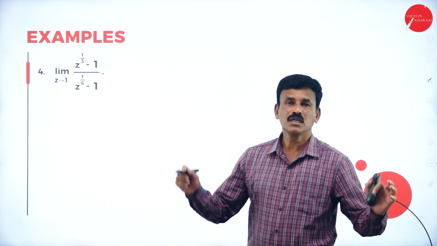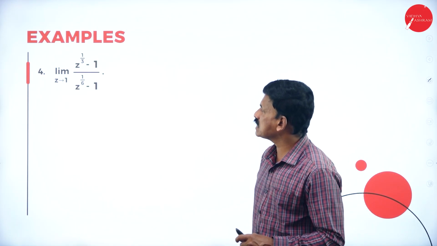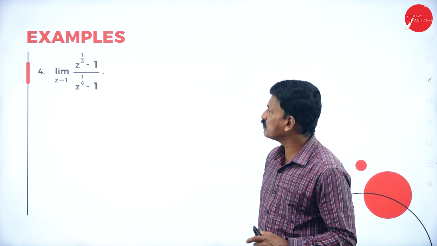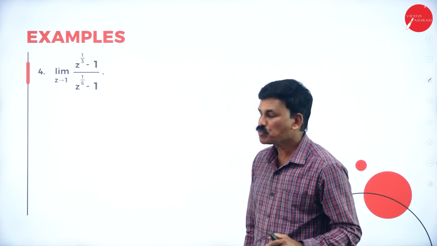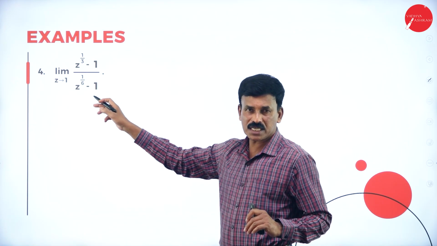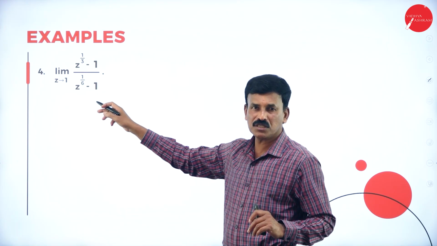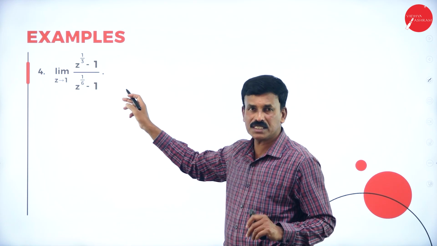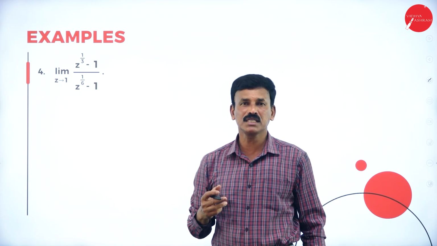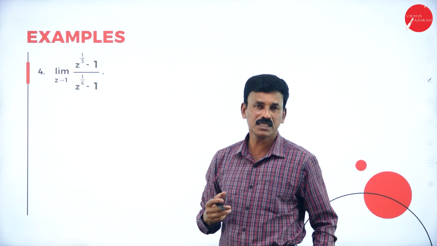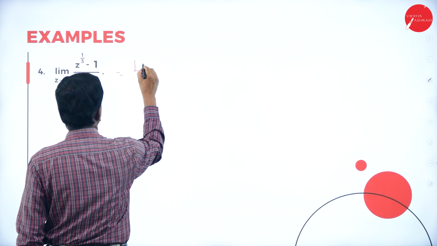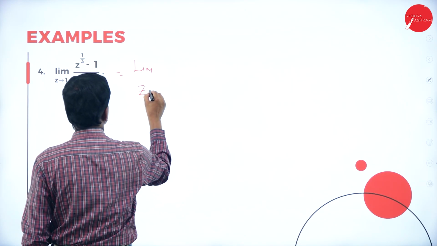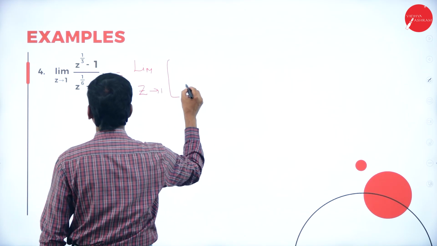Okay. Now let us come to the next problem. Limit z tends to 1 of z to the power of 1 by 3 minus 1 divided by z to the power of 1 by 6 minus 1. Now convert this into the standard form x raised to n minus a raised to n by x minus a.